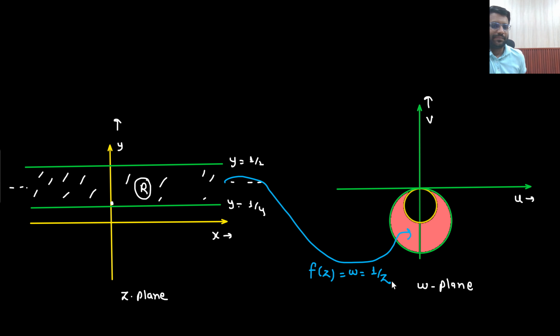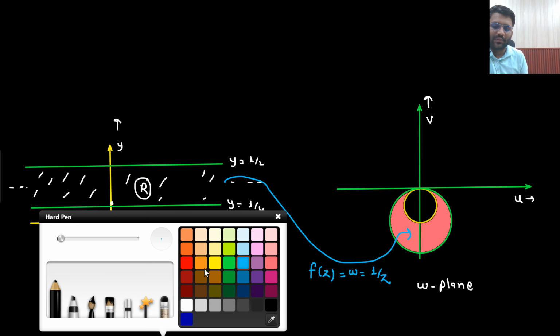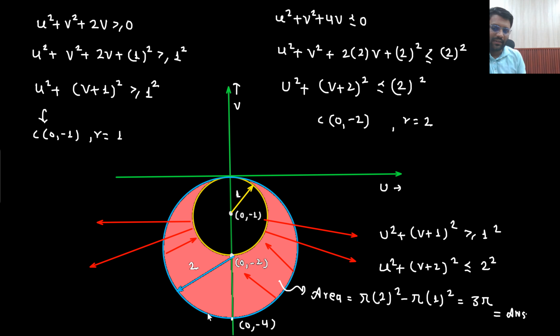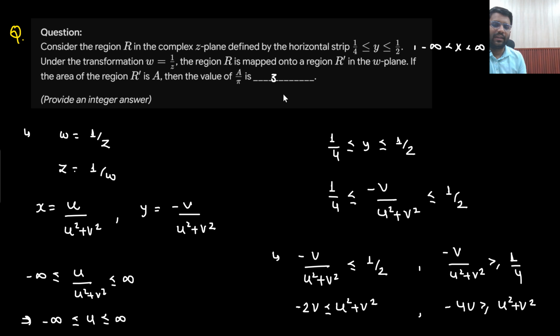Understandable? So you were supposed to find out the r dash region's surface area. You are supposed to find out the surface area of this r dash region. The area came out to be the full circle area minus this circle area. So you can simply subtract, and you get the answer as 3 pi. So 3 pi divided by pi, the answer is 3.